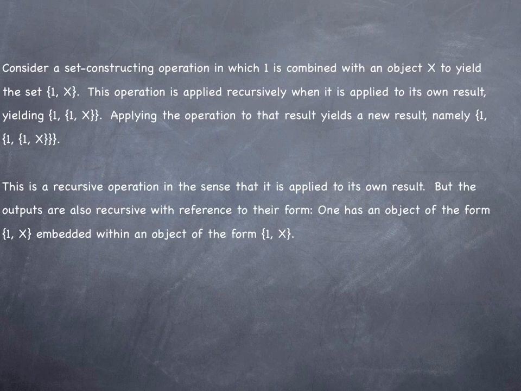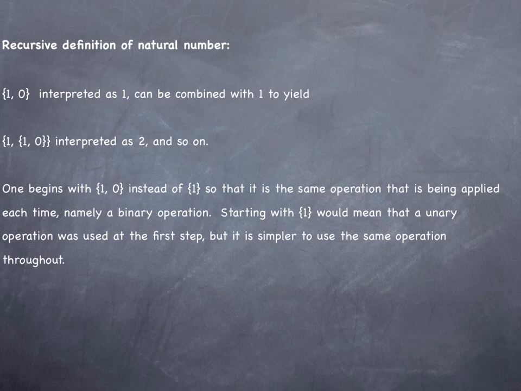Now, the natural numbers can be recursively defined. One can provide what's called a recursive definition for the set of natural numbers. You do this by beginning with the set consisting of 1 and 0. It has two members, 1 and 0. You interpret that set as 1. The semantic interpretation of the set is 1. Its meaning is the number 1. Now you can combine that set with 1, yielding the set whose members are 1 and the previous object. And you would interpret that set as meaning 2, and so on.